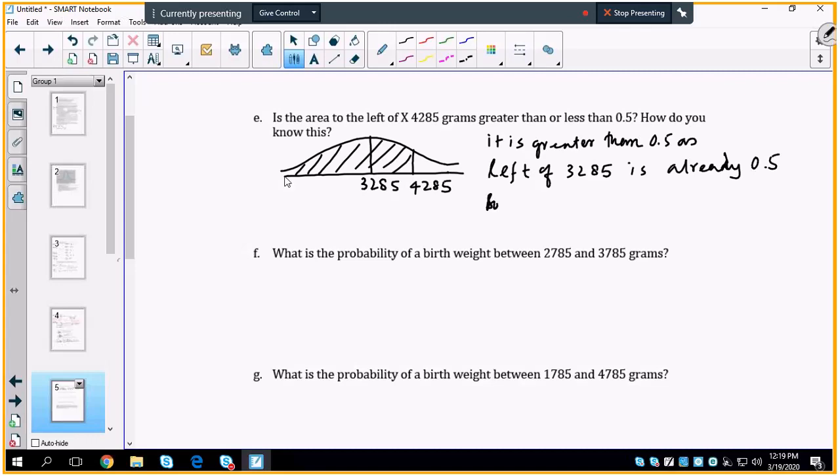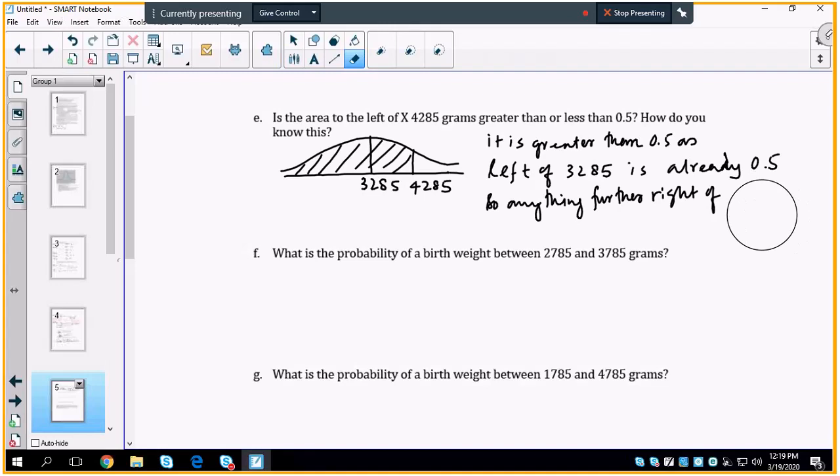So anything further right of 3285 is more than 0.5. It's pretty easy to understand at this point.